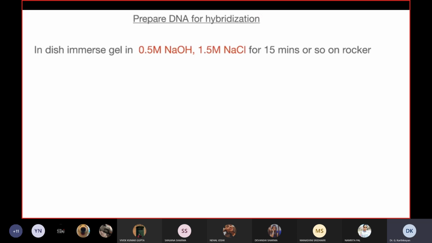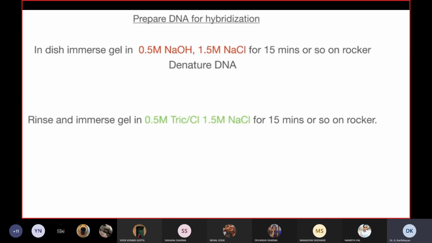And the whole idea behind hybridization is you take some sort of DNA probe and you stick it in there so it will hybridize with your DNA of interest. In order for the DNA to be hybridized to, you have to separate it. You have to denature it. And we used to do that with sodium hydroxide. So we would simply soak our gel in sodium hydroxide and salt for about 15 minutes or so. And the 500 millimolar sodium hydroxide would denature the DNA.